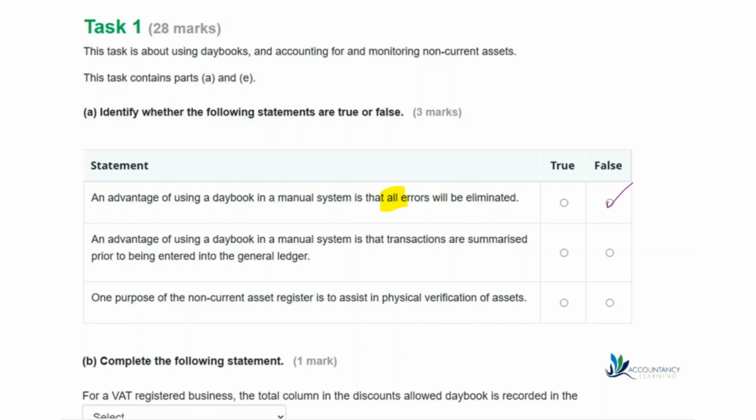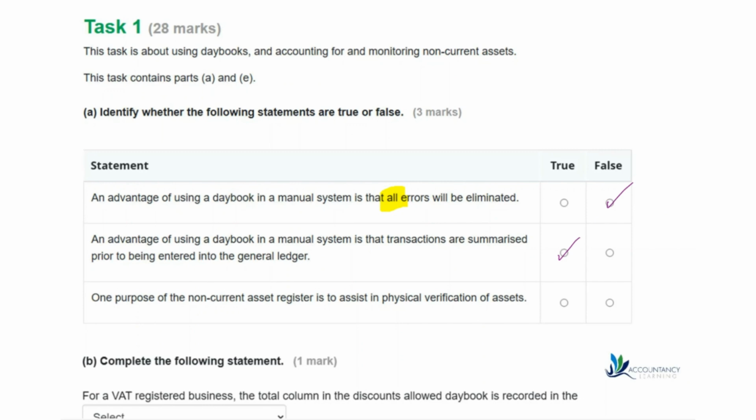An advantage of using a daybook in a manual system is that transactions are summarised prior to being entered into the general ledger. So this is true. If we take our purchases daybook, for example, we would take the total amount and transfer that to the payables ledger control account, the net amount to our purchases account, and our VAT amount to our VAT account. We don't put all of the individual transactions into the general ledger. We just take those totals from the daybook.